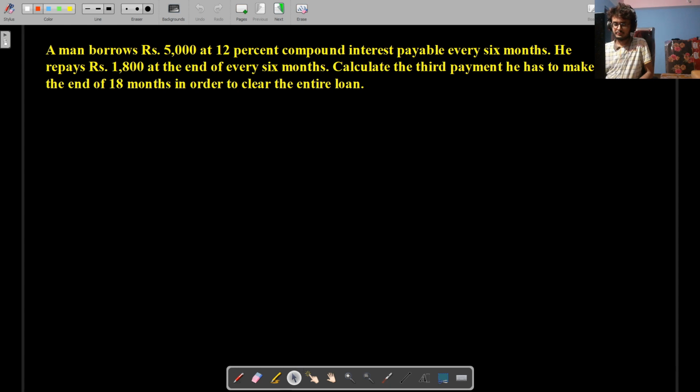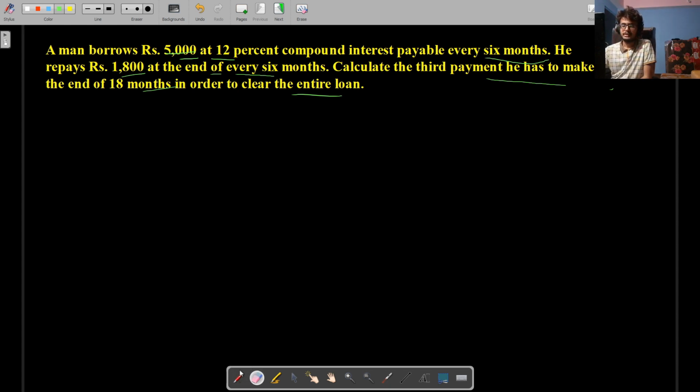The question is, a man borrows rupees 5,000 at 12% compound interest payable every 6 months. So what will be the time? What will I put time as? Half year. Yeah, 0.5, half year. He repays rupees 1,800 at the end of every 6 months. Calculate the third payment he has to make at the end of 18 months in order to clear the entire loan. So it's very simple.